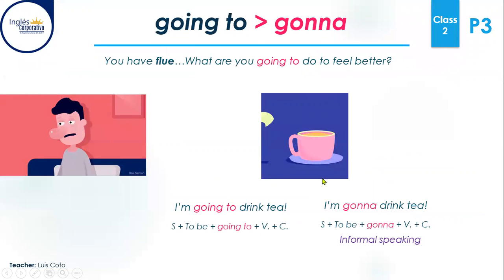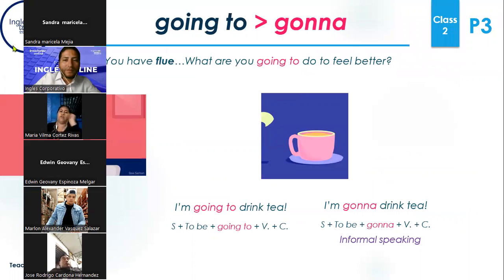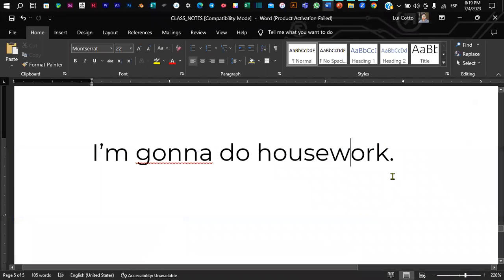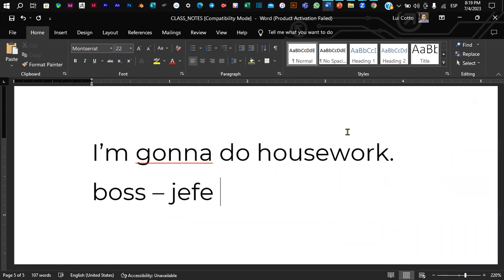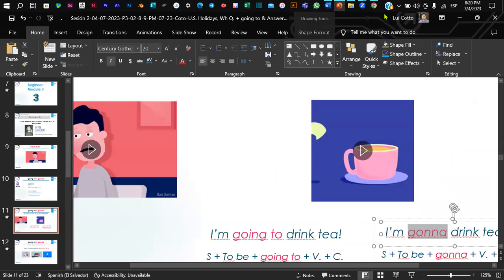Okay, very good. Nice. Teacher, I have a question. Question, yes. Tell me. ¿Cuál es la que se ocupa o cuál es la que deberíamos ocupar normalmente? That depends. Imagine you are with your boss. ¿Está con su? What is boss? ¿Jefe? Yes. Jefe. What are you going to use? ¿Cuál va a usar? Going to or gonna with your boss?